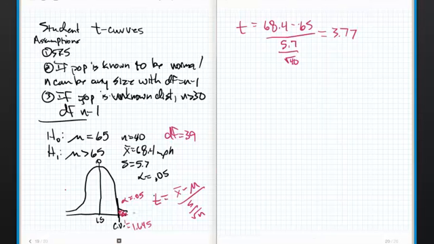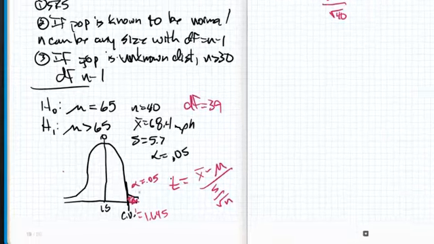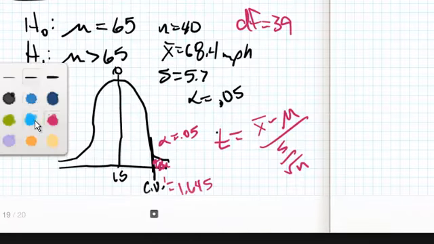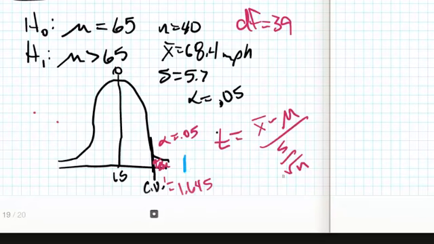Hey, wait a sec. 3.77. If this is 1.645 and that's 3.77, now that's a big number, so we've got to be careful here. Let's be real careful. That makes sense though, right? This is 3.4. I'm dividing by a number that's less than 1. Yeah, look at that. So it's definitely going to be bigger than 3, so 3.77. I'm going to be way out here.